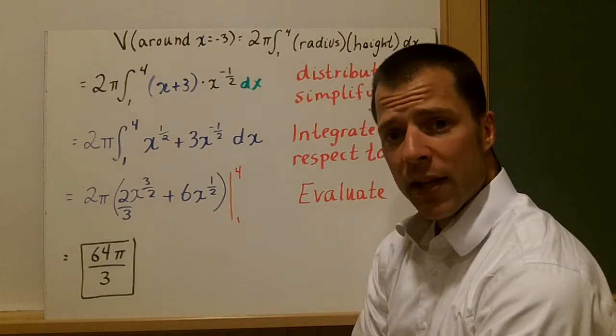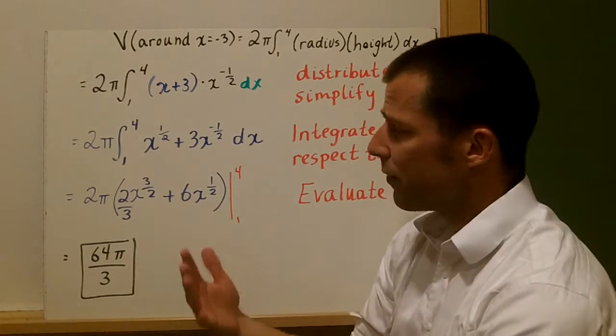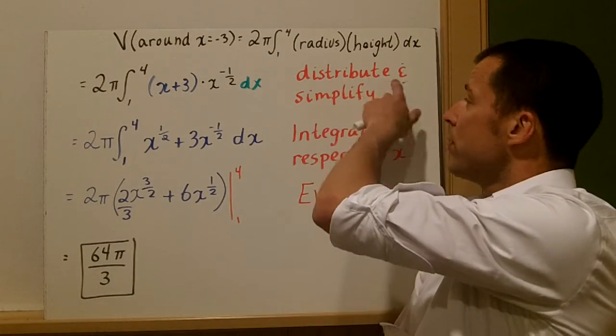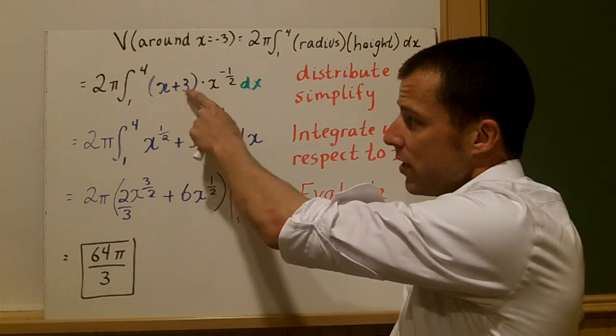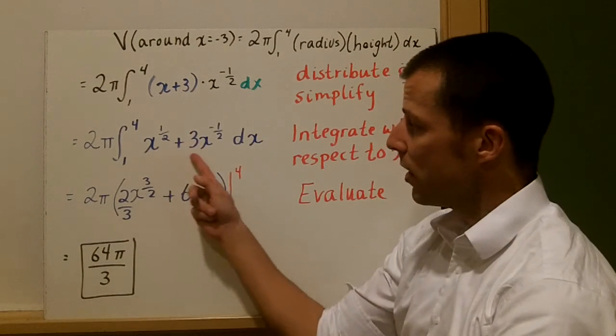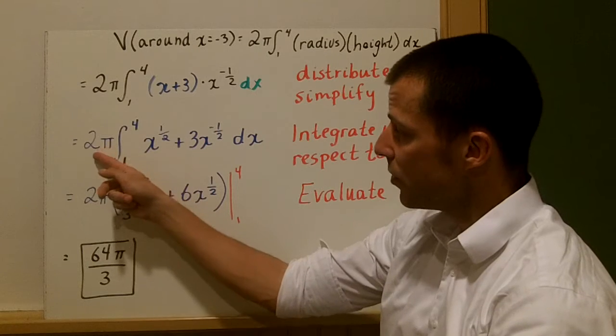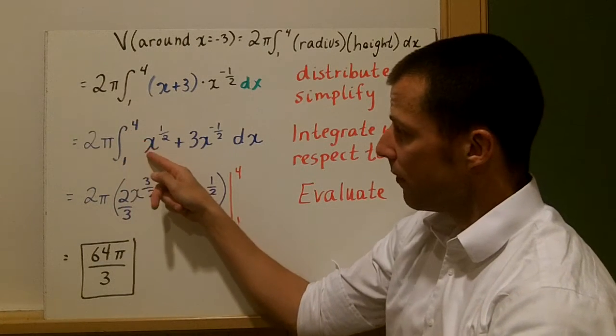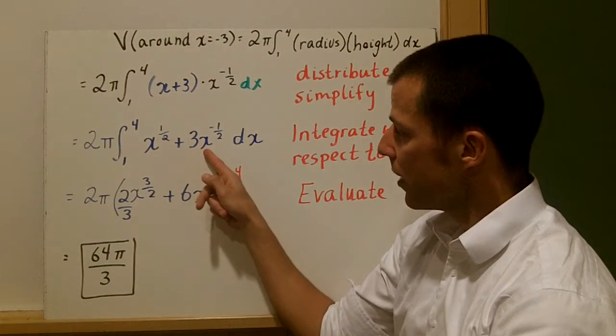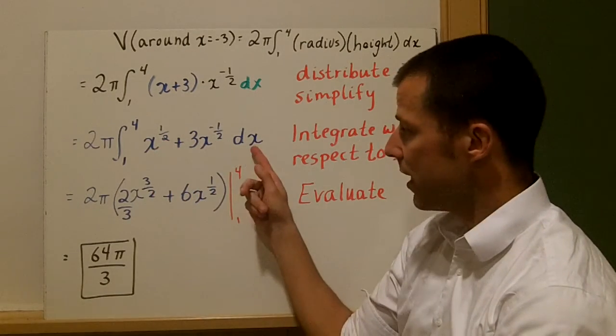So let's go ahead and integrate this. The first thing I'm going to do is distribute and simplify. I'm going to multiply that x to the negative 1/2 to each of these terms, which I do here, and I simplify and I get 2 pi times the integral from 1 to 4 of x to the 1/2 plus 3x to the negative 1/2 dx.